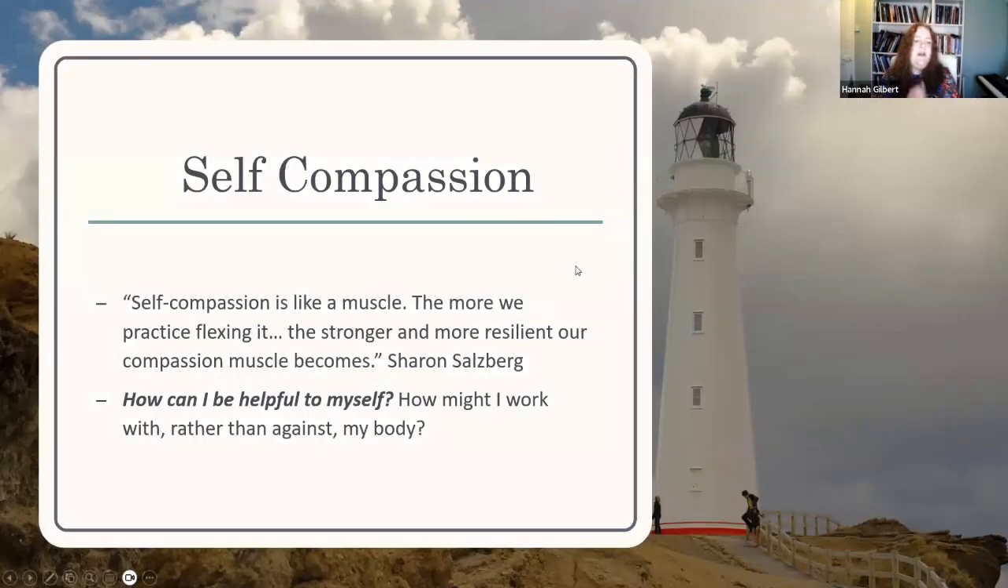I like this quote by Sharon Salzberg, a very well-renowned meditation teacher. She says that self-compassion is like a muscle. The more we practice flexing it, the stronger and more resilient our compassion muscle becomes. The problem is that this isn't something where I can click my fingers and all the benefits are mine to behold. If only it was that simple. Like everything, right?